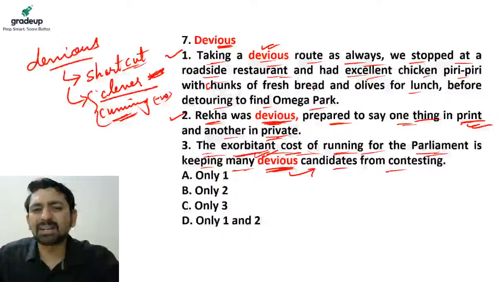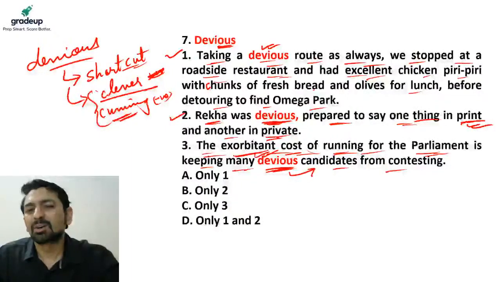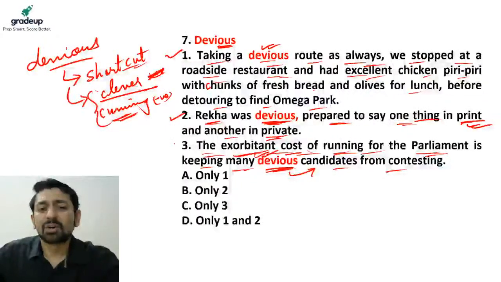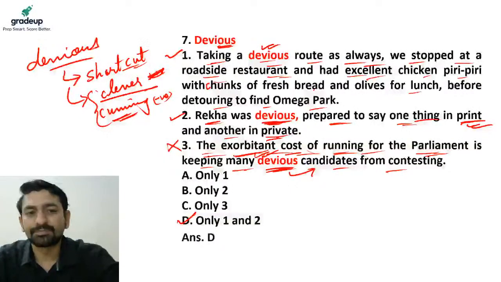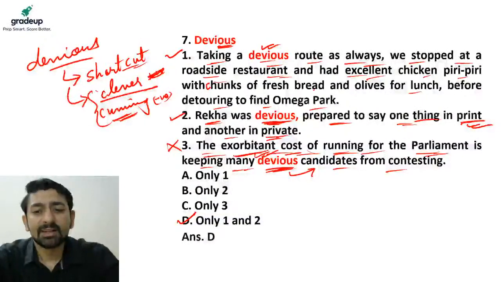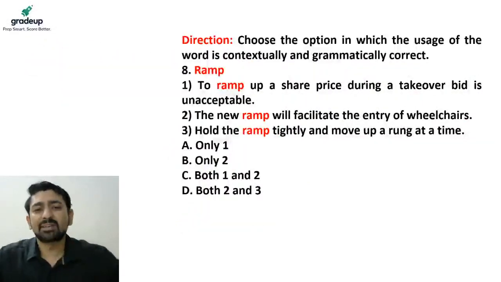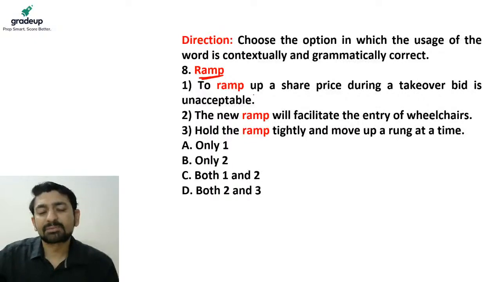Okay, so that doesn't matter. The meaning doesn't go find in the sentence. So we cannot select third as well. So the correct answer should be D, which is both 1 and 2. Whosoever said D, absolutely right. Absolutely right, guys. Okay. Chalo, let's move on to the next question, which is ramp.